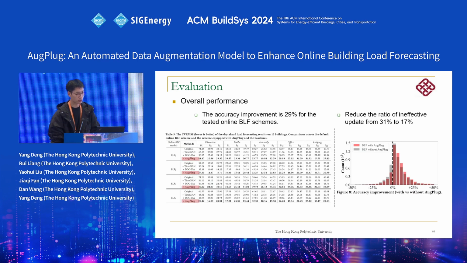Overall, after being equipped with our proposed data augmentation model, the building node forecasting schemes improve the accuracy by 29% compared to the original schemes. On the right side, we also use a histogram to show the before and after. We observe that the ratio of ineffective updates is significantly reduced from 31% to 17%.